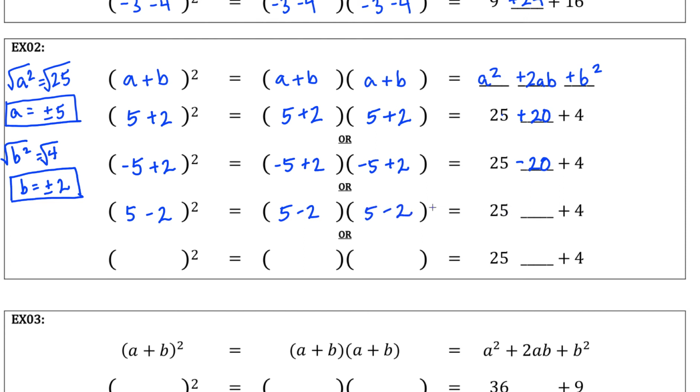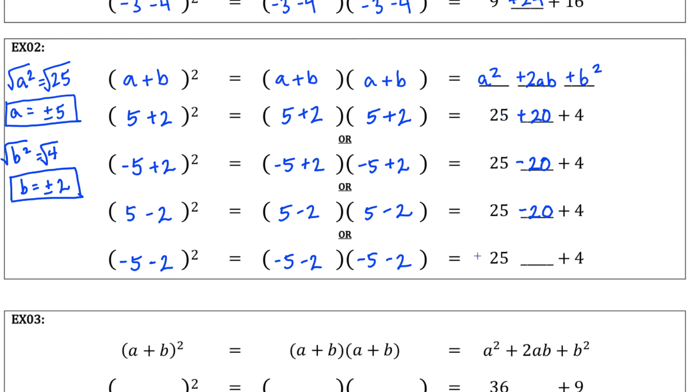5 times 5 is 25. Negative 2 times negative 2 is positive 4. 5 times negative 2 is negative 10. There's 2 of them, so we get minus 20. And lastly, both of them could be negative, so (-5 - 2)² is (-5 - 2) times (-5 - 2).